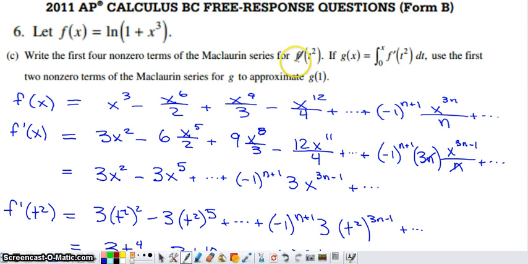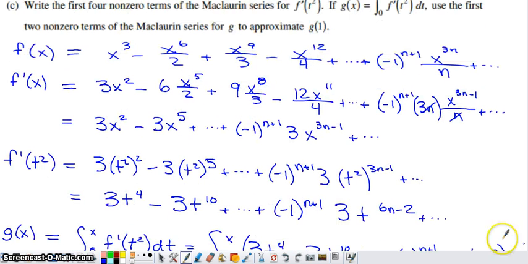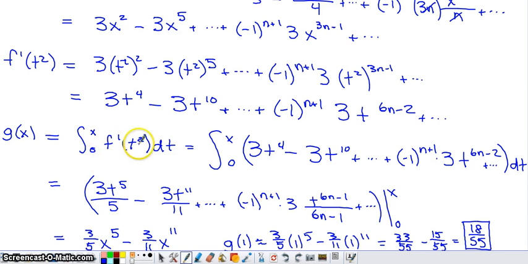We wanted a series for f prime of t squared. So then I just had to, like we did in part A, take the series for f prime of x and replace all the x's with t squareds. So I replaced all the x's in this series with t squareds, simplified, and that left me with this. And then it wants the first 2 terms of that series to help us approximate g of 1, given that g of x is defined in this fashion.